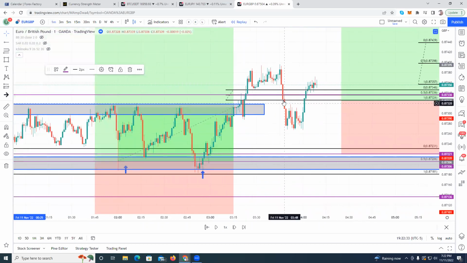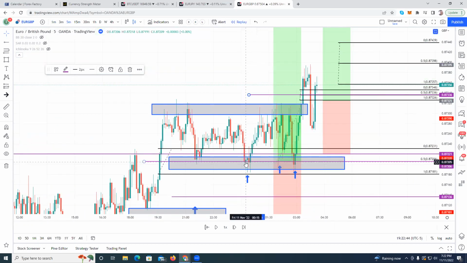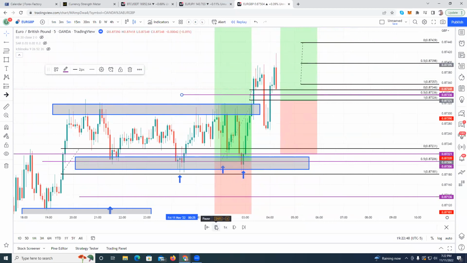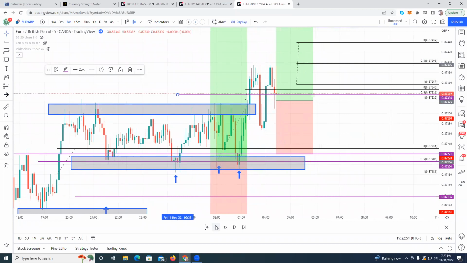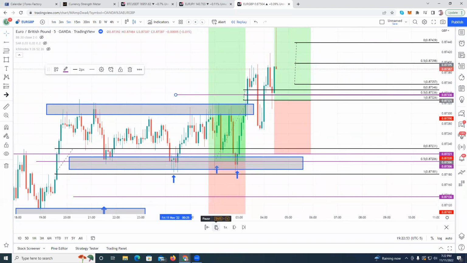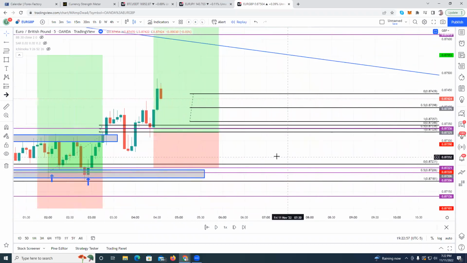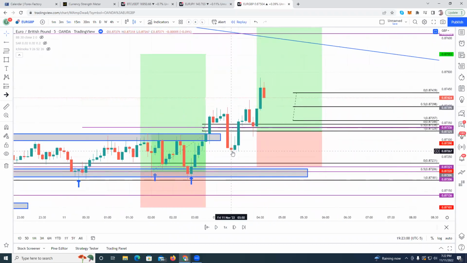Let's see. Activation, 1, 2, 3, 4, 5, 6. Yep, this trade would have been a loss. Go back to the 5-minute. Let's play it again. We're not getting higher highs yet. Now we are. We have a higher low. This is our higher low.